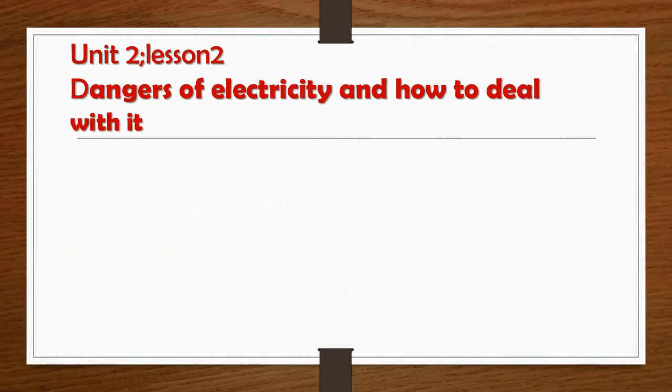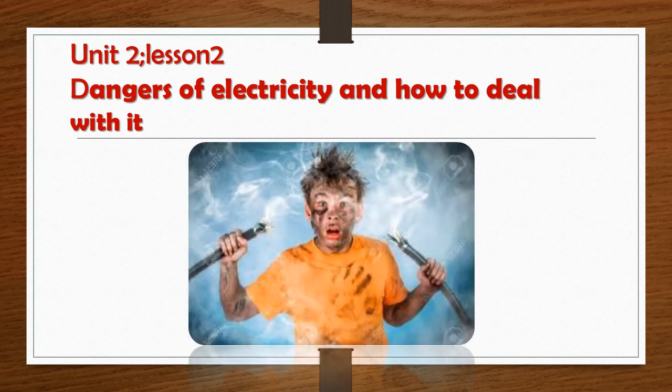Hello Junior 6. This is Unit 2, Lesson 2. Dangers of electricity and how to deal with it. In the previous lesson, we talked about the electric lamps, the light bulbs and fluorescent lamps, and in this lesson we will talk about the dangers of electricity.